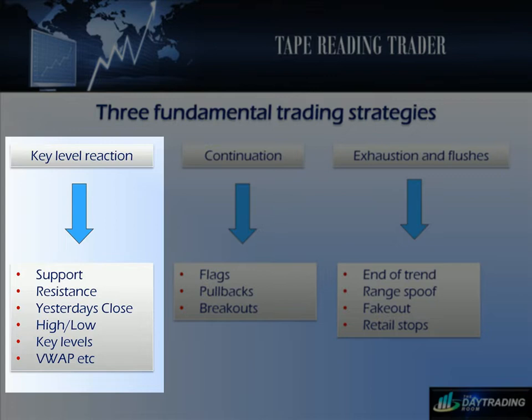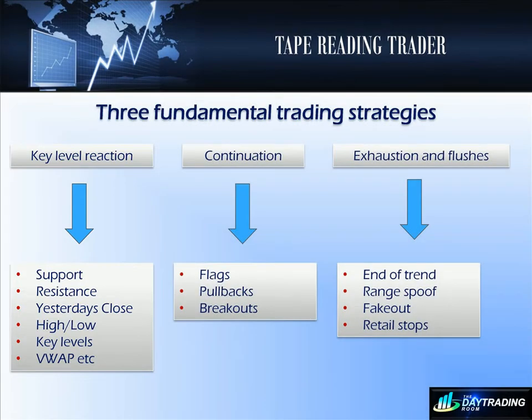Is there a lot of aggression to break through the level? Does it look like it's a bit of a fake out? We just take out a high and then reverse. Is it going to stop dead at it? Is it going to consolidate at it? These are all little clues we're going to get from the tape. And key levels play a big role in my own trading.